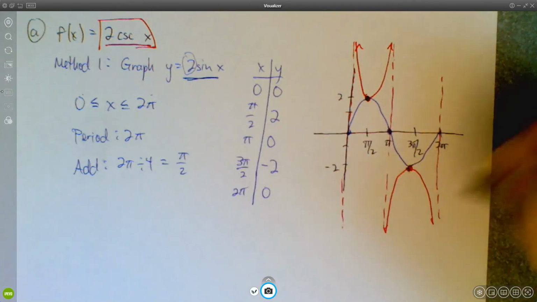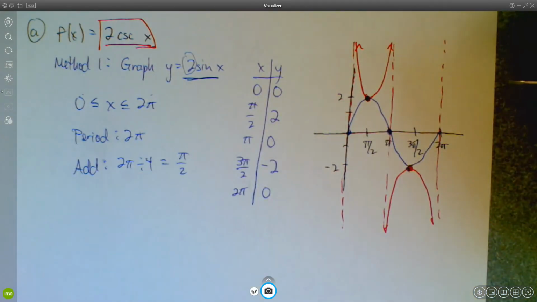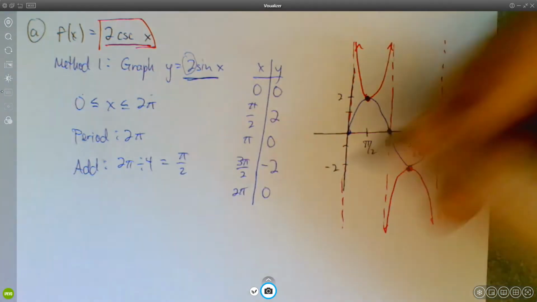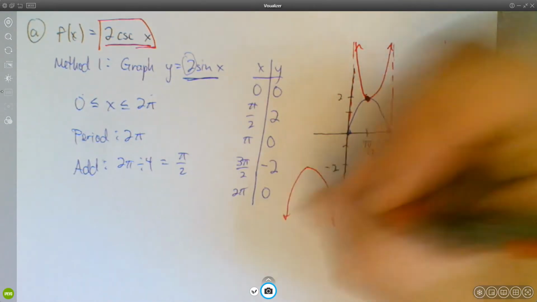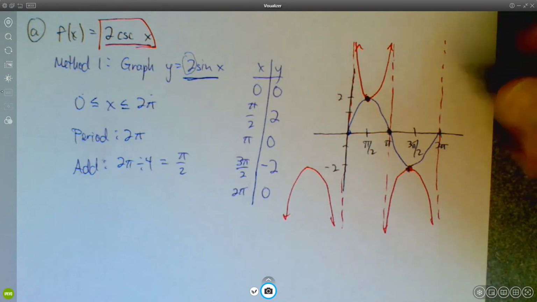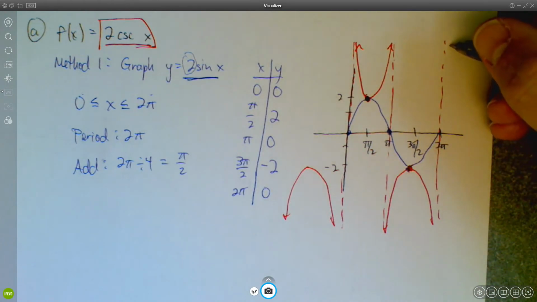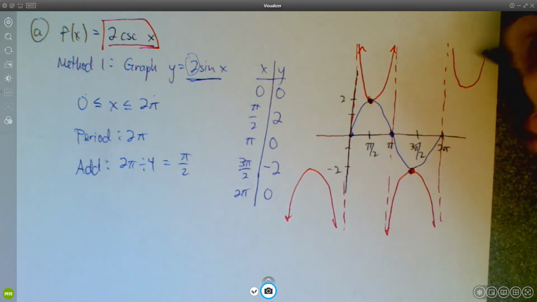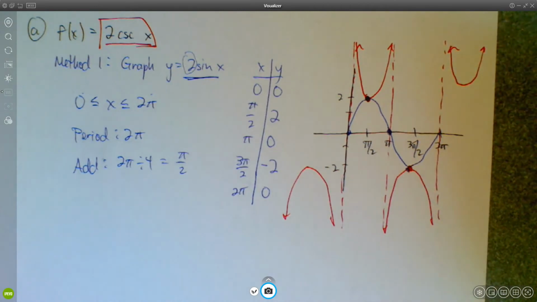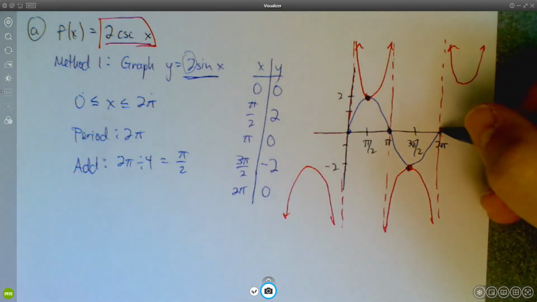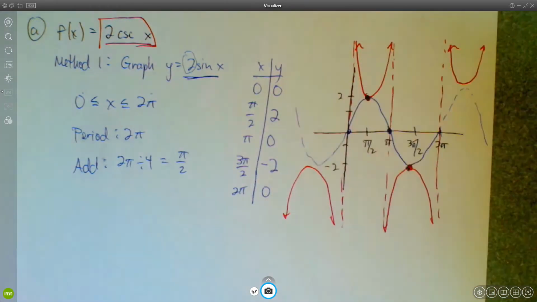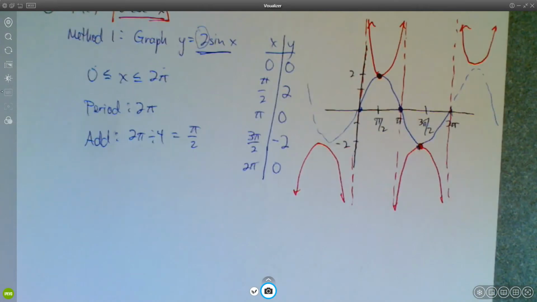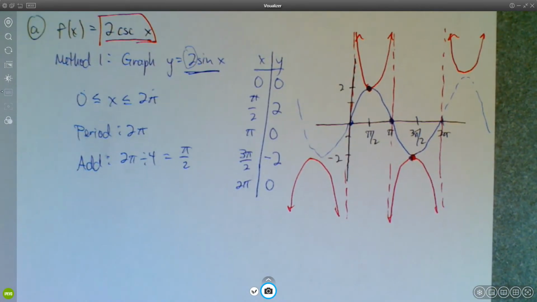You can, of course, extend this. So you're going to have another copy here, and then another one going up over here. And this is going to keep going on forever and ever. But again, you can see that because the sine function would do the same thing. So anyway, that's method 1.